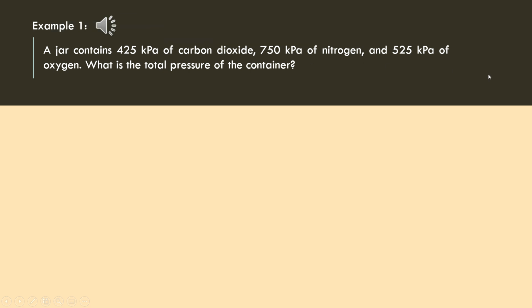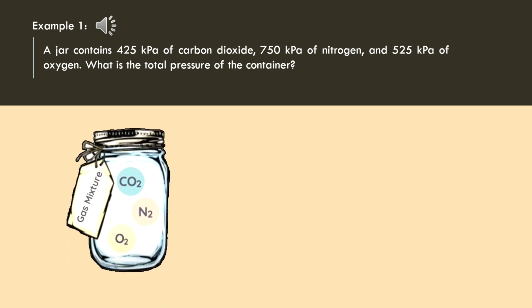A jar contains 425 kPa of carbon dioxide, 750 kPa of nitrogen, and lastly 525 kPa of oxygen. What is the total pressure of the container? In order for you to get the total pressure, you just have to add all these given gases, which are the partial pressures.